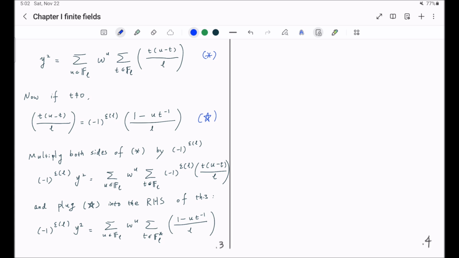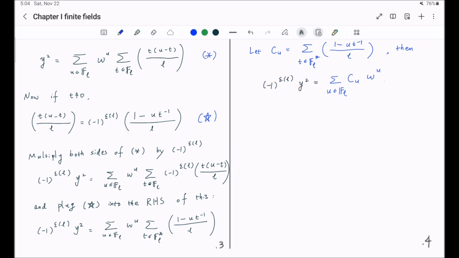And now let us simplify our notation a bit. Let C sub u be the sum of the Lagrange symbol of (1 minus u t inverse) modulo L for all non-zero t in FL. This is Cu. Then this becomes (-1)^(epsilon L) times y squared equal to the summation of Cu omega to the power u for all u in FL. So if you take this part to be Cu, then from here we get this simplified equation.